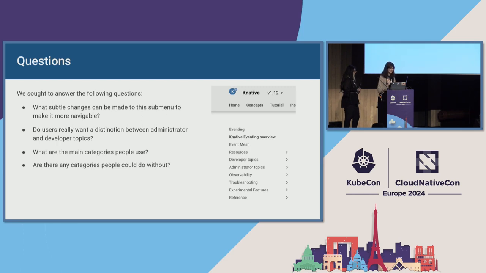We also had some more specific questions surrounding two topics, developer topics and administrator topics, which are sandwiched in the middle here. We wanted to find out whether or not people actually use them to understand and find the specific thing they're looking for within the Knative documentation. And we also wanted to find what other main categories people use. What should be up here and what could we do without?